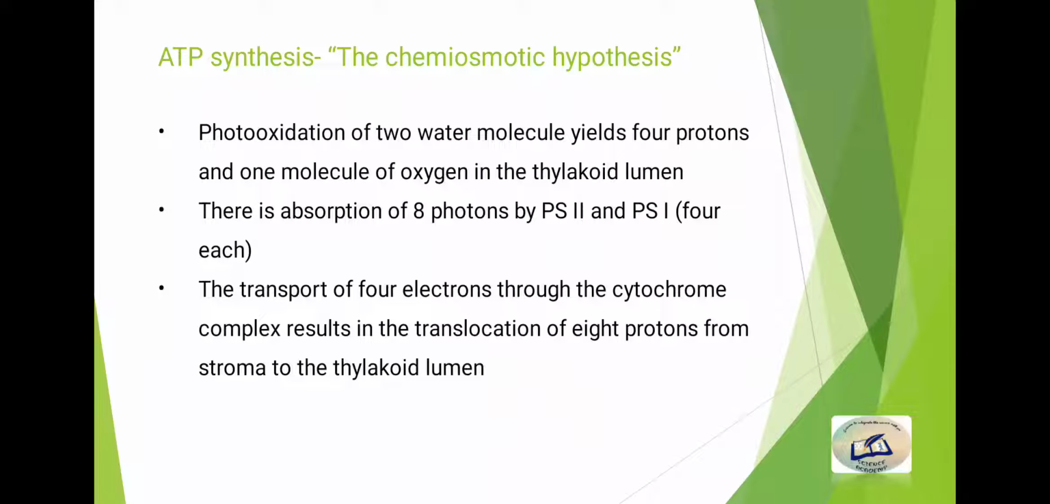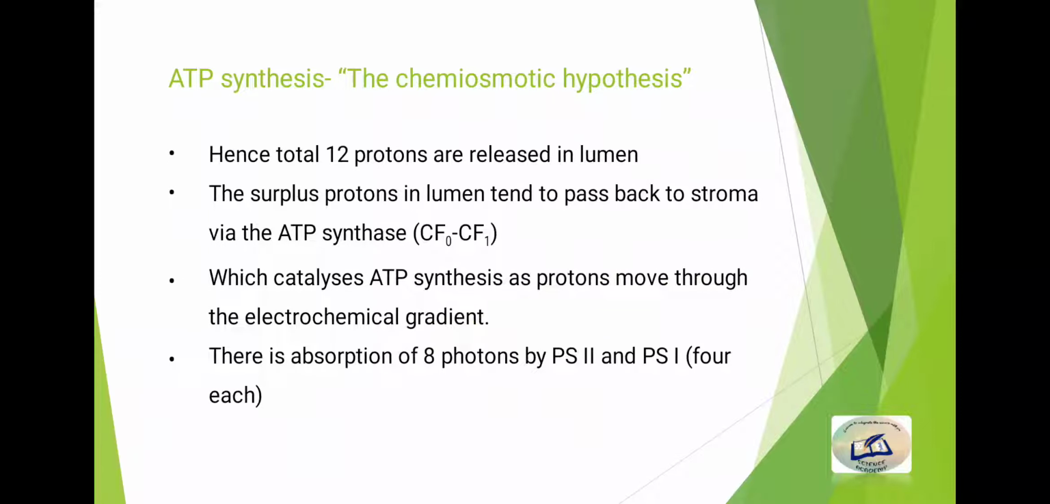So, what happens when these electrons are transported through the cytochrome complex? At that particular time only, there is a translocation of 8 protons from the stroma to the thylakoid lumen through a particular complex, which is cytochrome B6F. Then there are 12 protons in total released into the lumen.